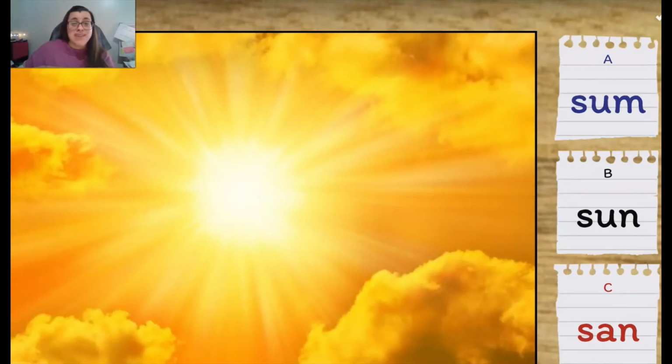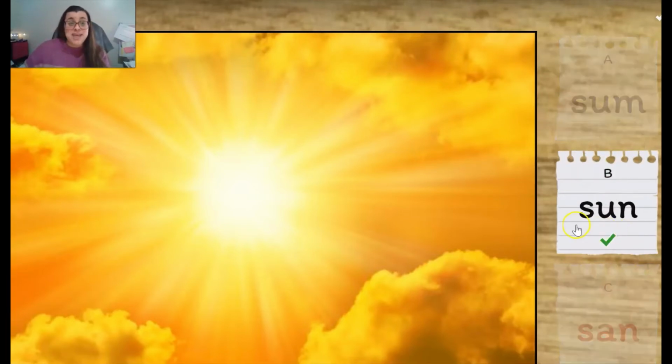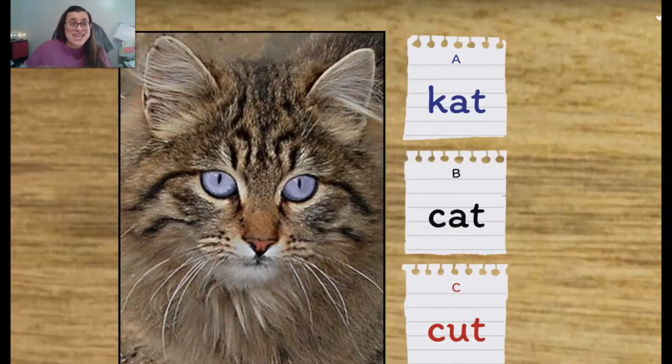Next picture. This is a picture of a sun. Sun. Let's tap it out. Sun. Point to the word on the screen that matches the word that you wrote. B. Sun.